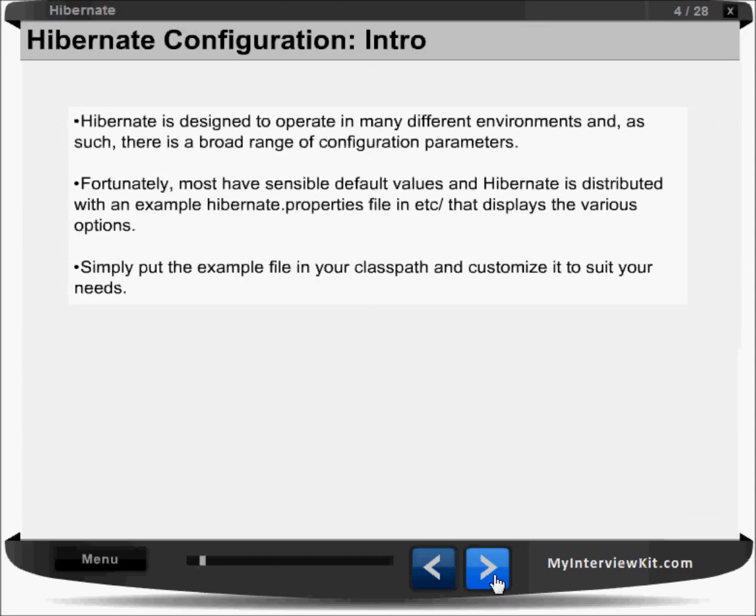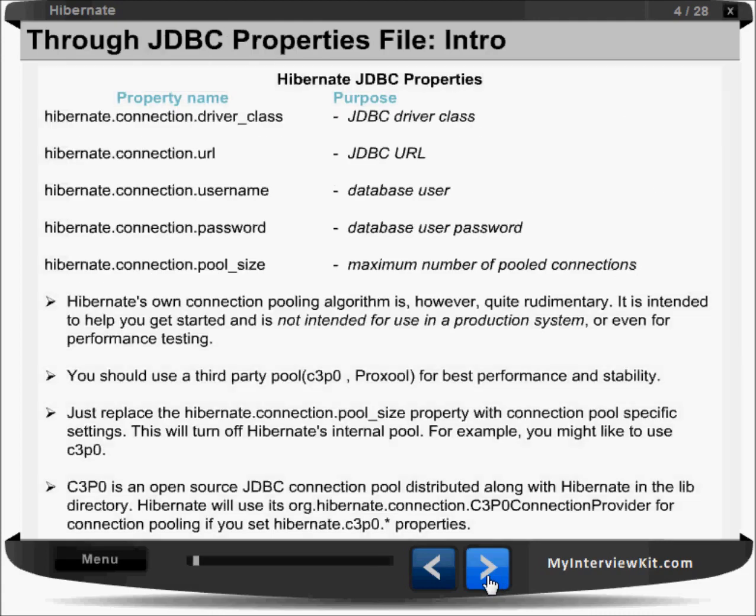So, Hibernate configuration is designed to operate in many different environments, and as such there is a broad range of configuration parameters. There is a huge amount of configuration we can do at different levels. Fortunately, most have sensible default values, and Hibernate is distributed with an example hibernate.properties file in etc that displays the various options. Simply put the example file in your classpath and customize it to suit your needs. You can see this once.